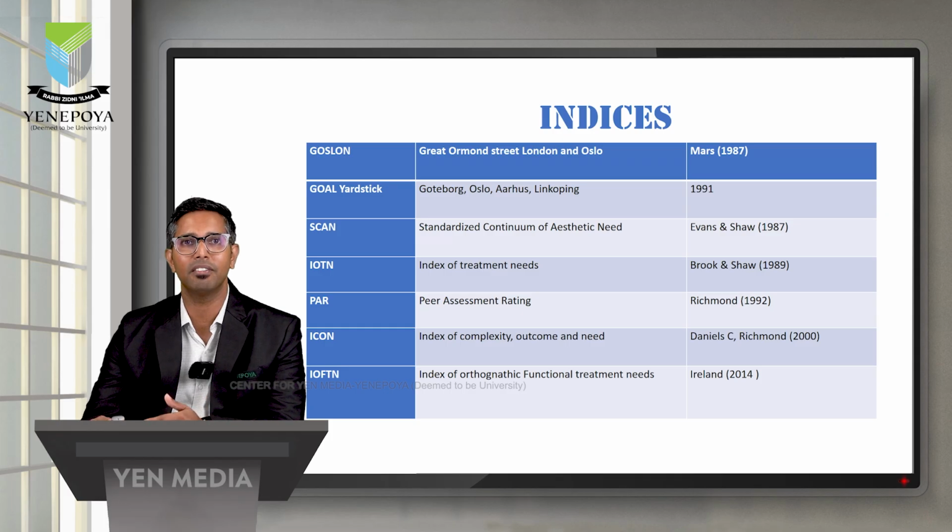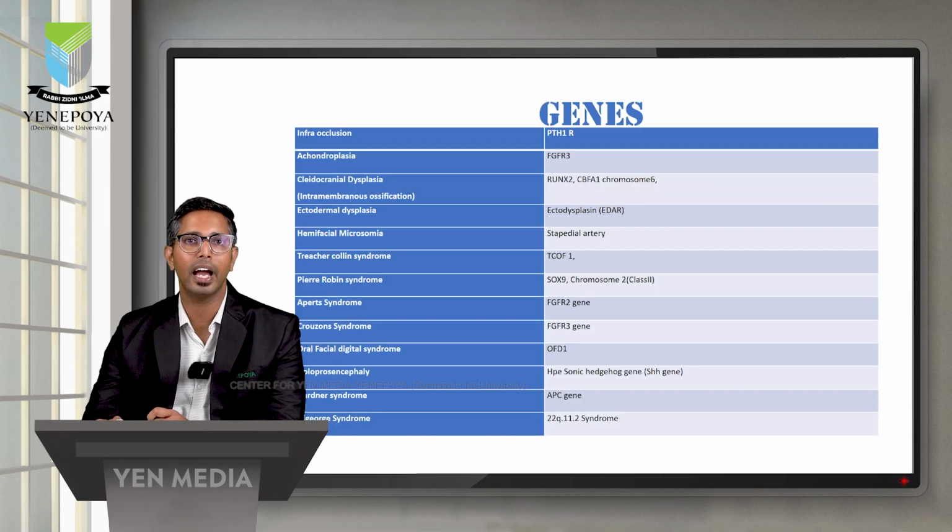PAR, it is to assess ourselves whether we are doing correct treatment. ICON, index of complexity, outcome and need. And IOFTN is something new which was found out in 2014 by Ireland. They are also assessing the disadvantage of IOTN, as well as telling about the IOFTN. What are the functional things like respiration or jaw movement, gummy smile, which were not taken into account in IOTN.